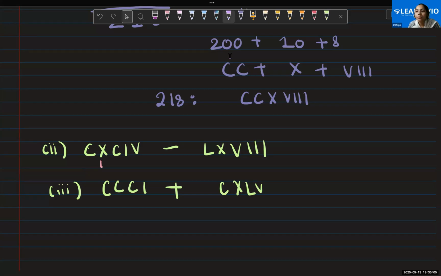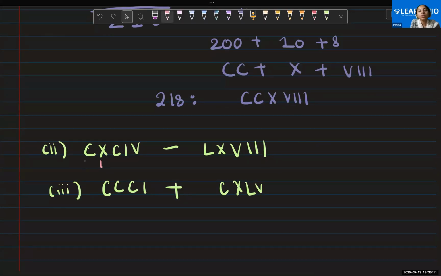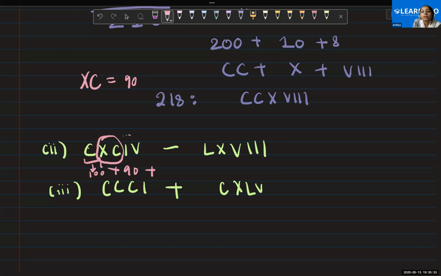Let's break this number. So first we have 100. Then we have these two numbers together. How much is XC? It's 90. Yes. So it's not 10 and 100. It's 100 plus 90. Plus what is this number? 4. Yes. 194. Okay, ma'am.